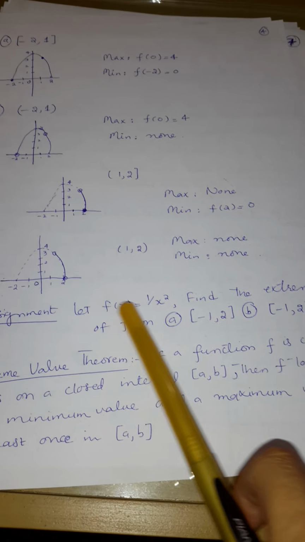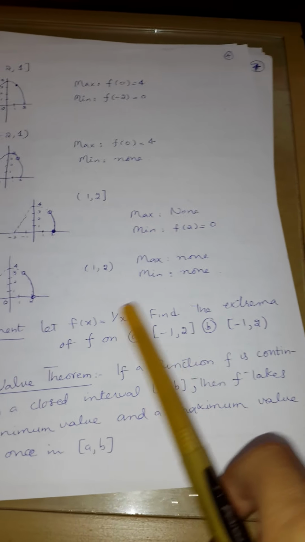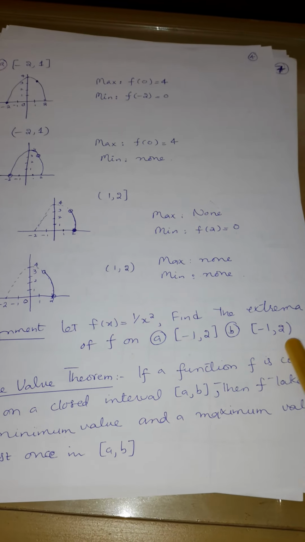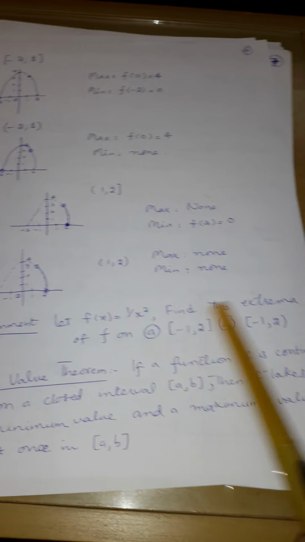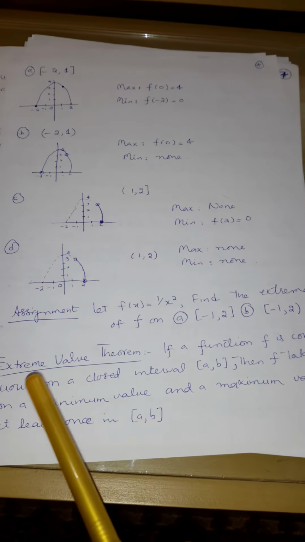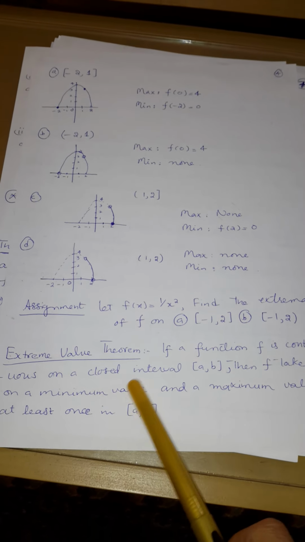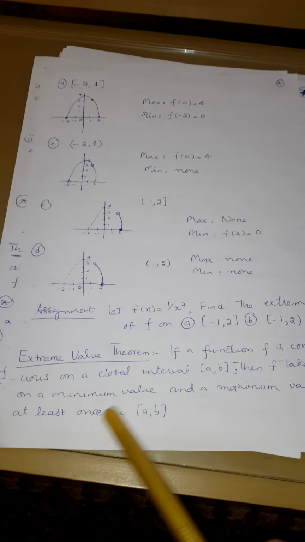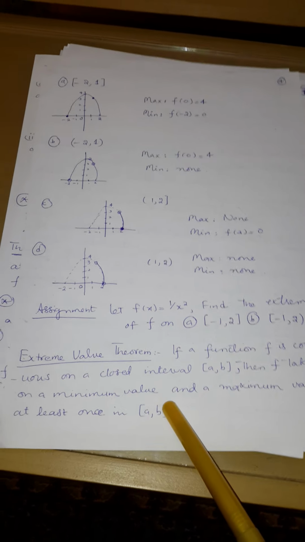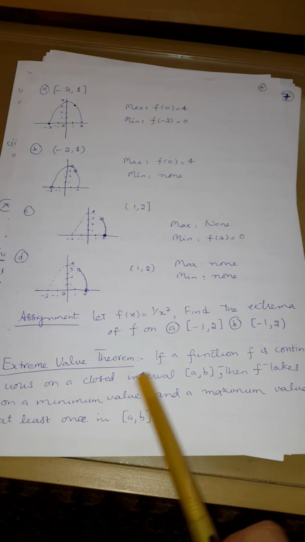Now you have an assignment. We have a function f of x equals 1 over x square. Find the extrema of f on these two intervals. The first one is a closed interval and the second one is a half open, half closed interval. Now next is our extreme value theorem. In the extreme value theorem, if a function f is continuous on a closed interval [a,b], then f takes on a minimum value and a maximum value at least once in the interval. It means every continuous function must attain a maximum value and a minimum value in the interval.